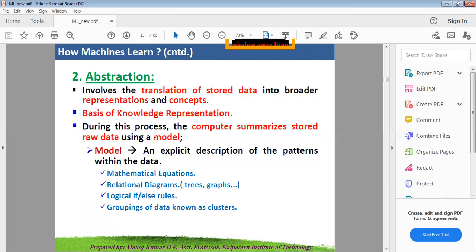Abstraction is the translation of stored data into representations and concepts. I have stored everything, so I have stored the concepts. How have I stored them? According to my own manner, I am storing all the things.